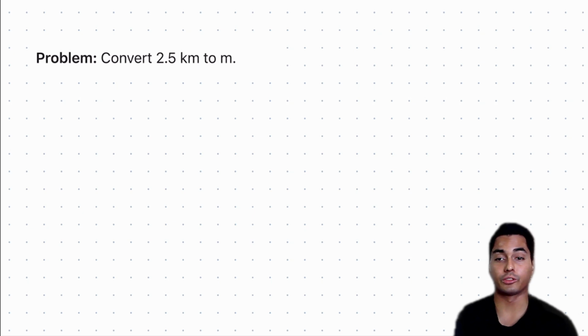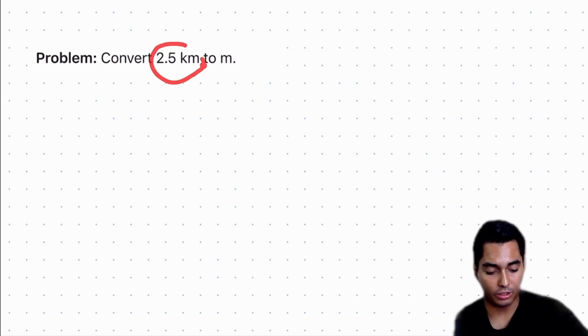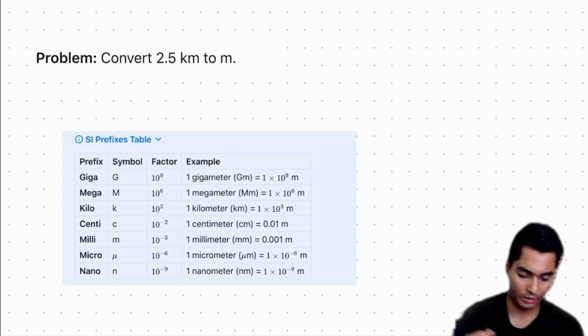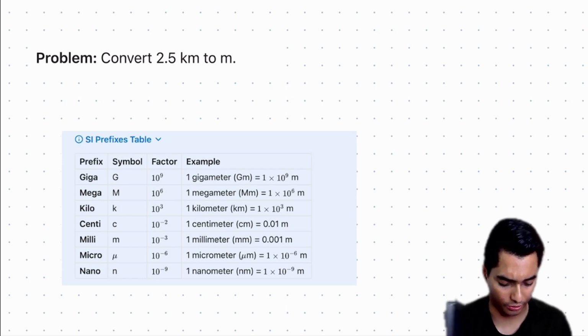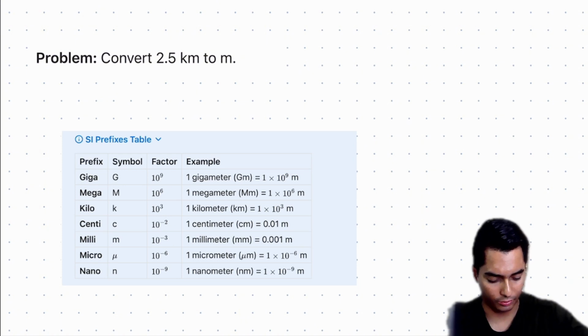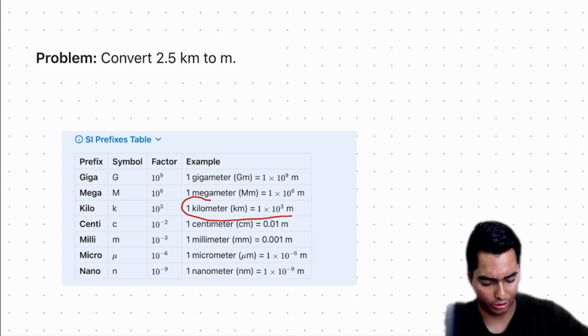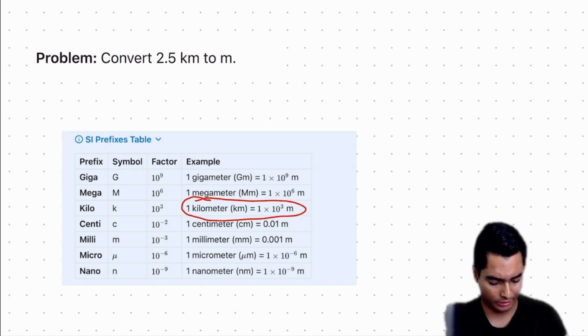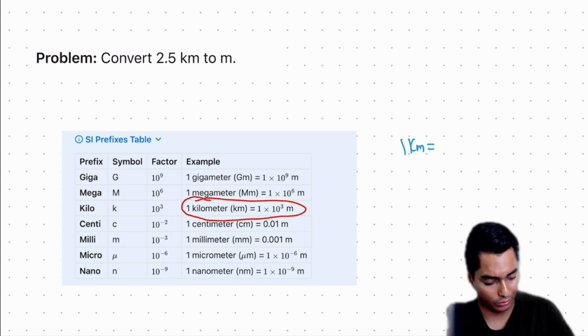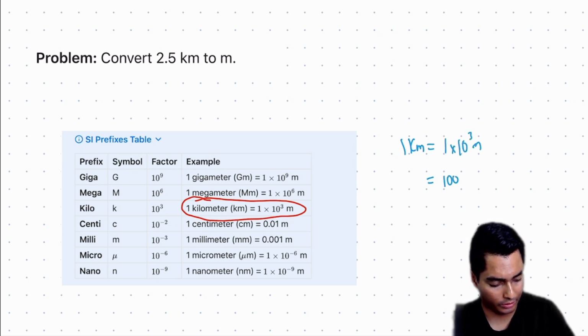All right, so our next problem is to convert 2.5 kilometers to meters. So you know the drill. We're going to go ahead and get our SI conversion sheet, and this one can convert right away. This says that 1,000 kilometers is 1 times 10 to the 3 meters. So I'm going to write this out here. 1 kilometer is 1 times 10 to the 3 meters, or equivalently, 1 kilometer is 1,000 meters.